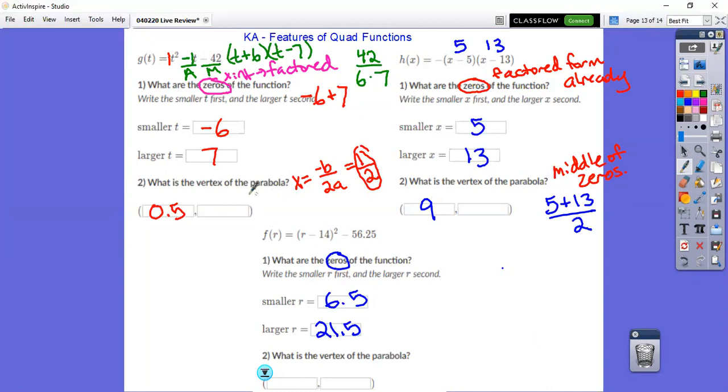Still staying with these top two questions, I still need my y value of the vertex. And this just goes back to having a table of values.